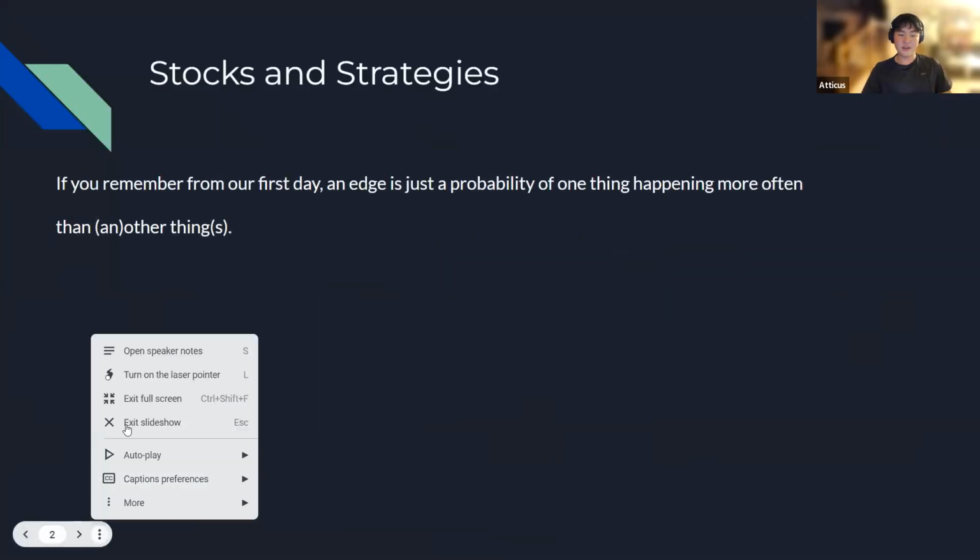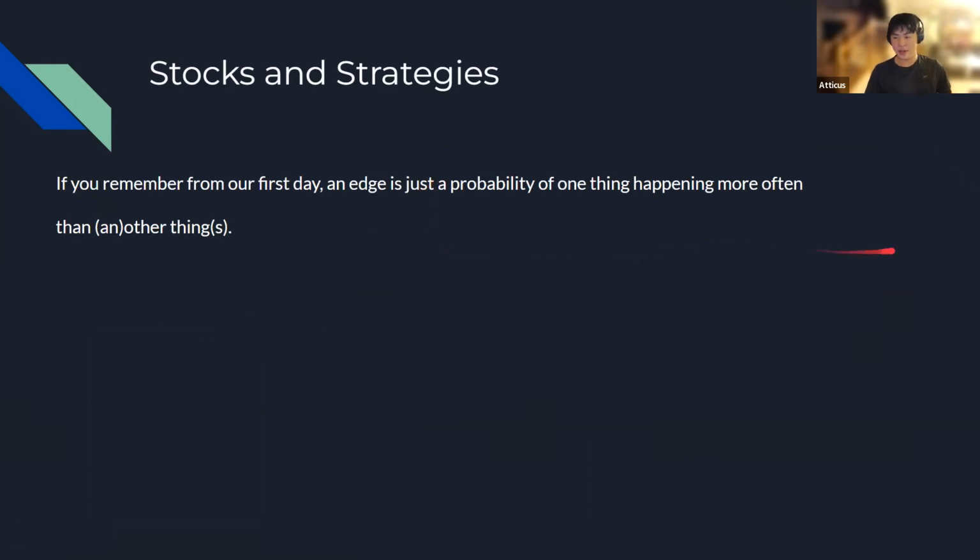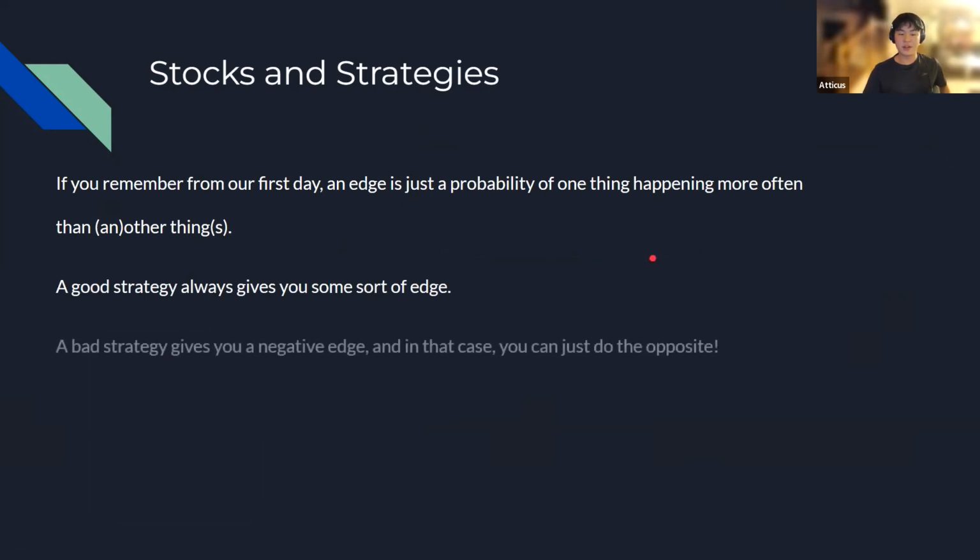First off, if you remember from our first day, an edge is just a probability of one thing happening more often than another or other things. A good strategy always gives you some sort of edge, some more than others. A bad strategy gives you a negative edge, and in that case, you can just do the opposite. That's what a lot of people who work as stockbrokers do. When they see people lose money, because stockbrokers are the people who place trades for regular people, they just look at what their strategy is, and then they themselves would do the opposite because they'll be making money.